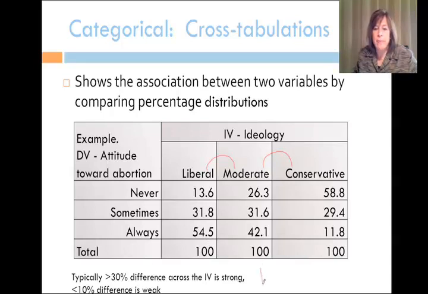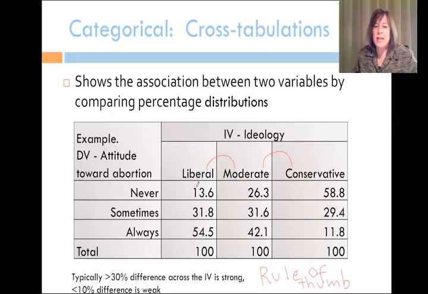Rule of thumb, you see down here in this corner, rule of thumb about perhaps being able to figure out if this is a strong relationship by just looking at the percents is to remember these numbers. If across the categories of the independent variable, this difference is 30% or more, rule of thumb is that is a strong relationship. If it's less than 10%, weak relationship.